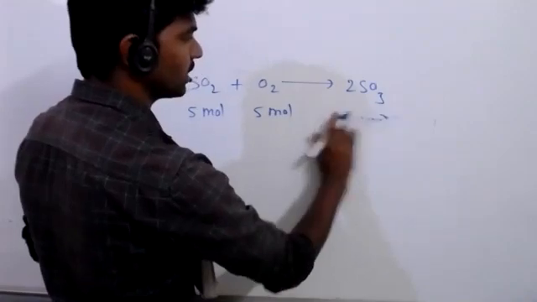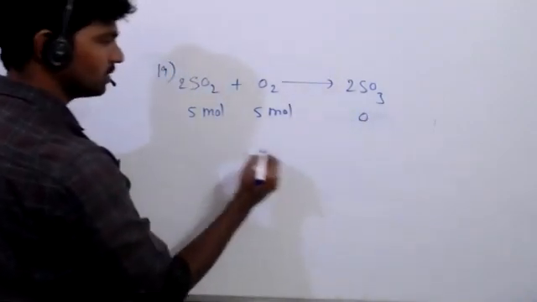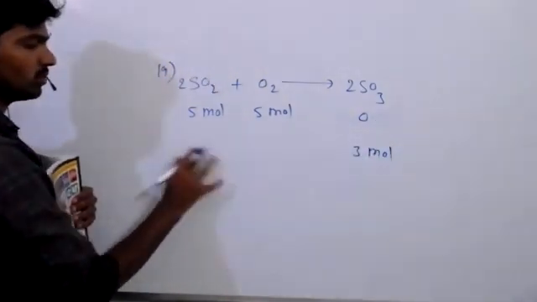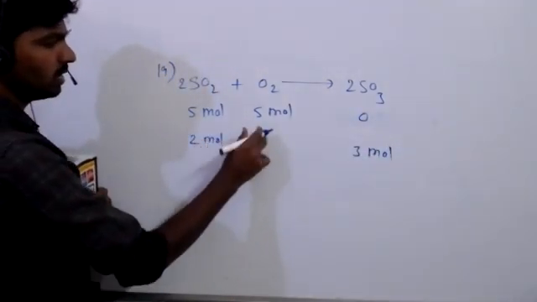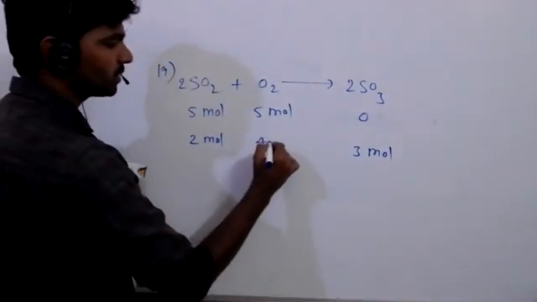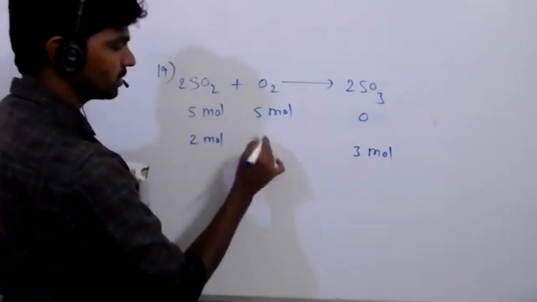So this is 0 initially, and at equilibrium 3 moles of SO3 formed. Here 3 moles used up means only 2 moles of SO2 is present. How many moles of oxygen is used up? Only 1.5 mole used. So 4.5 mole is left. Sorry, 3.5 mole is left.